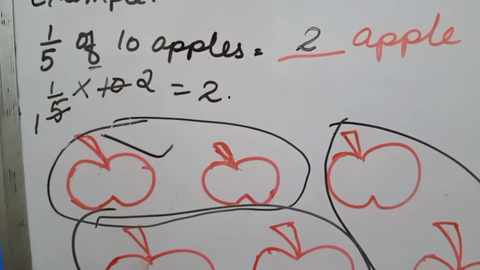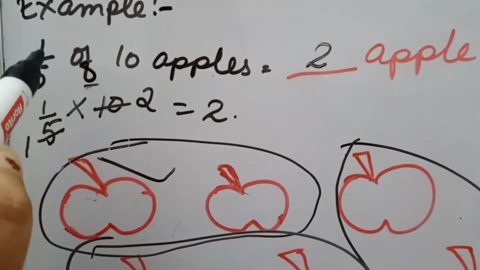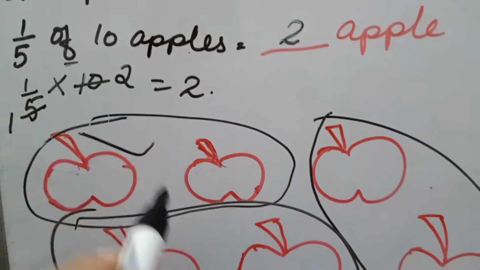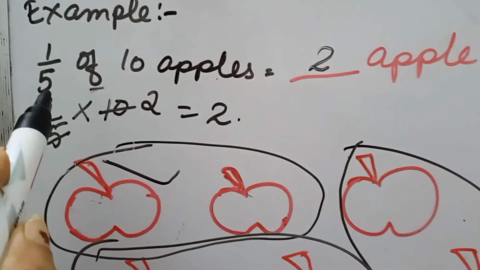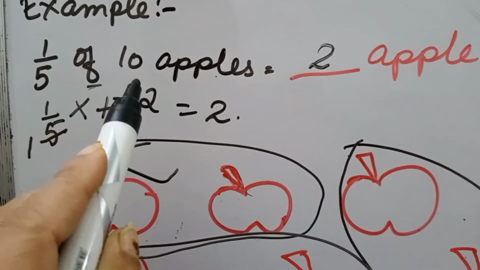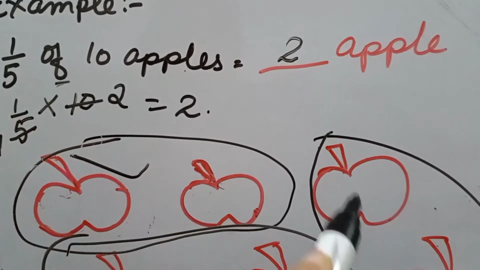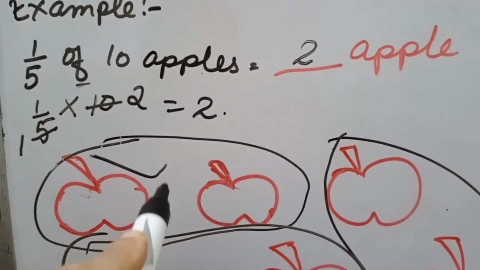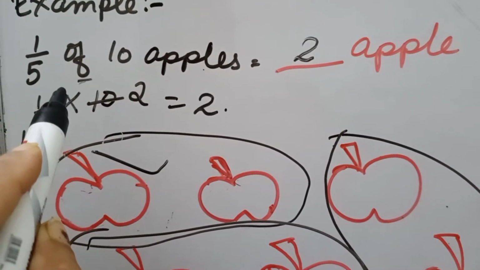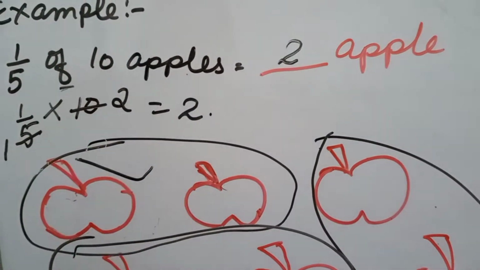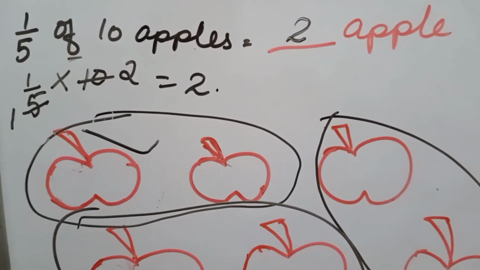Fine. So here the fractional part of a whole. 1 by 5 of 10 apples, total 10, and first we divide the whole into parts, and from there we took the fractional part. So the fractional part of 10 apples, 1 by 5, is equal to 2 apples. Let's try to understand it with more examples.